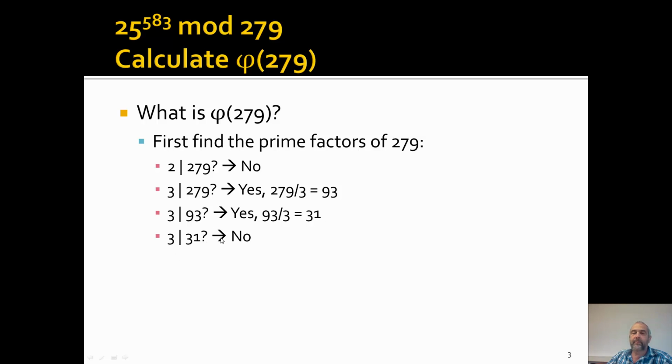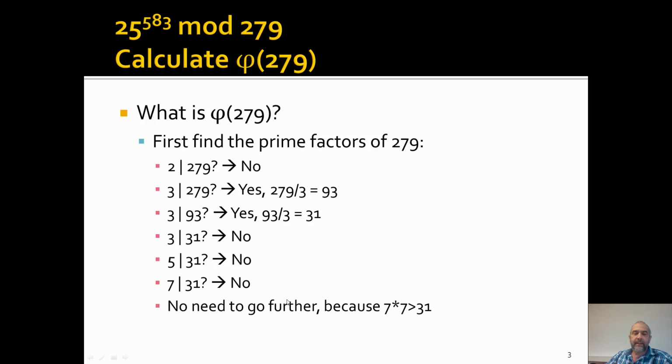You have to try it again, but in this case we cannot for a third time divide by 3. So then we go to the next prime number, which is 5. Is 31 divisible by 5? No. Next prime number, 7. Is 31 divisible by 7? No. And then actually we can stop.